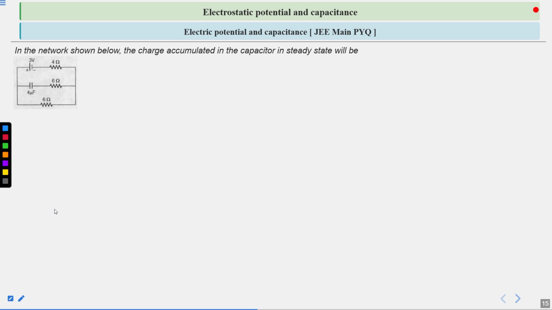So let's see what is the correct option. C is the correct option, 7.2 microcoulomb. So let's see the solution.